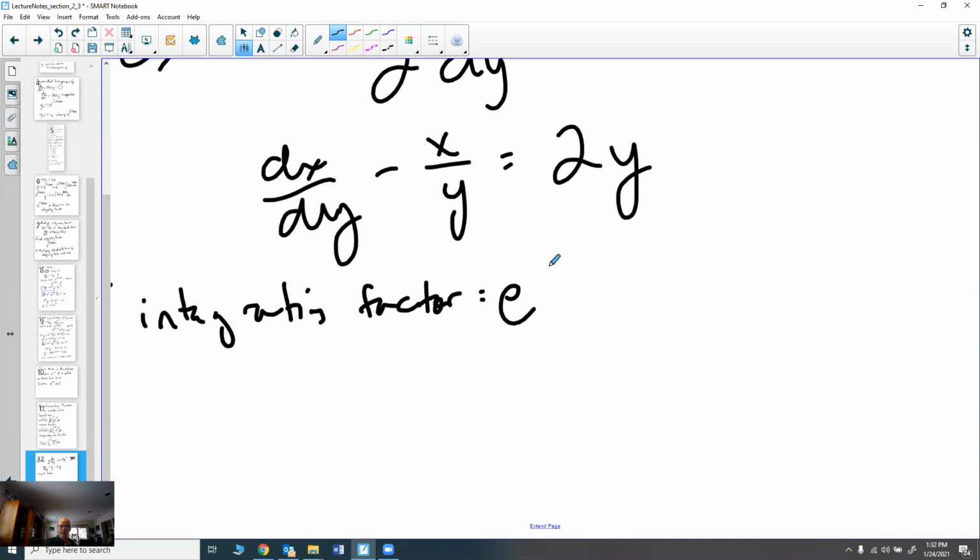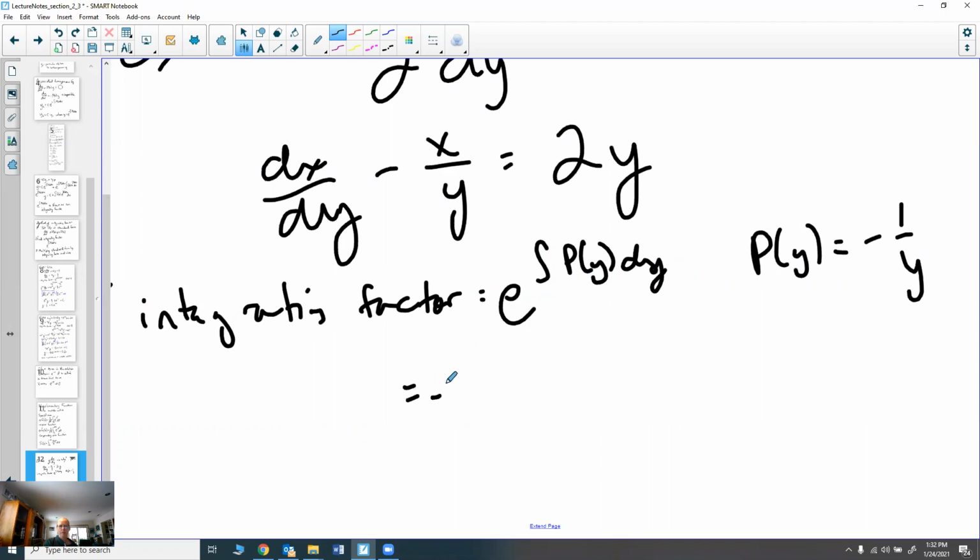The integrating factor will be e to the integral. Instead of p of x this time, it's going to be p of y dy, because y is now my independent variable. My p of y is negative 1 over y. So we're going to have e to the integral of negative 1 over y dy. Well, the integral of negative 1 over y is negative the natural log of y. So we have e to the negative natural log of y.